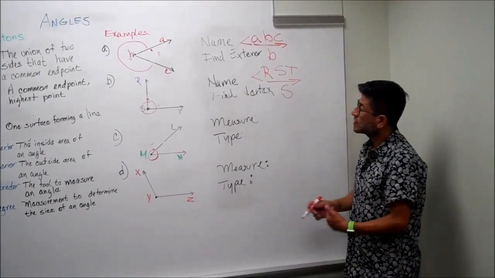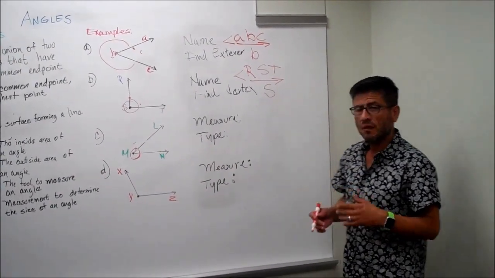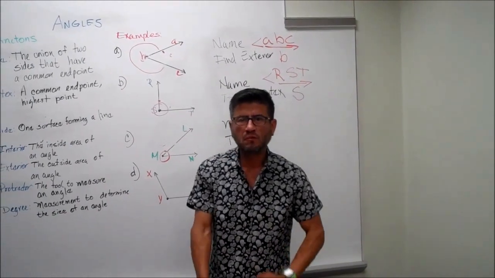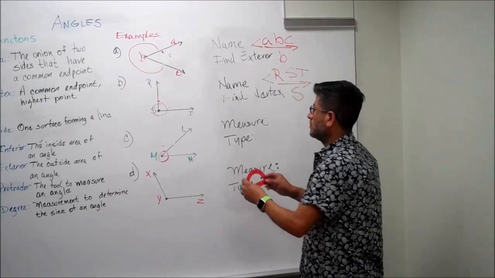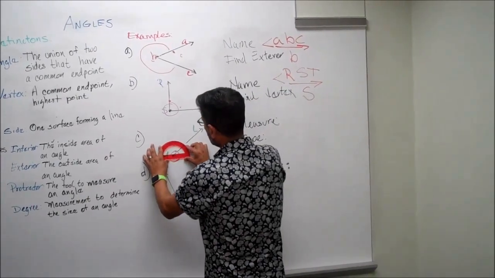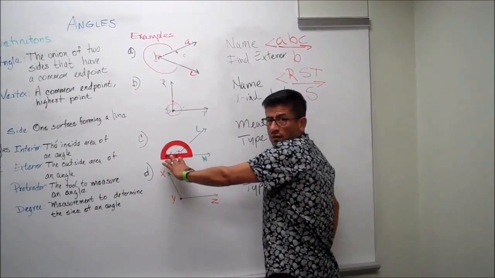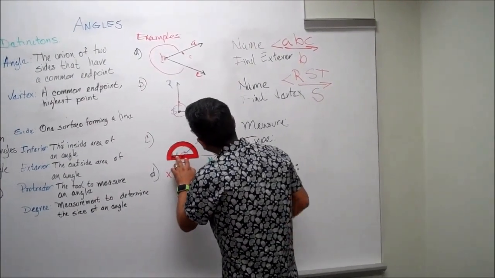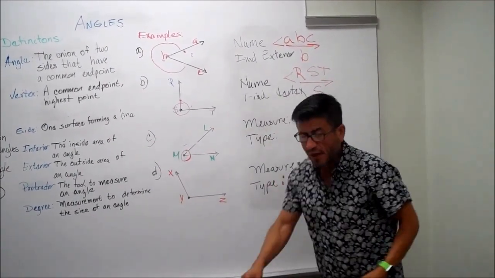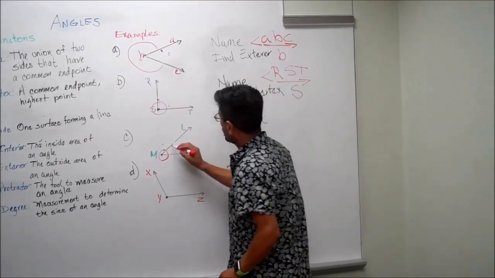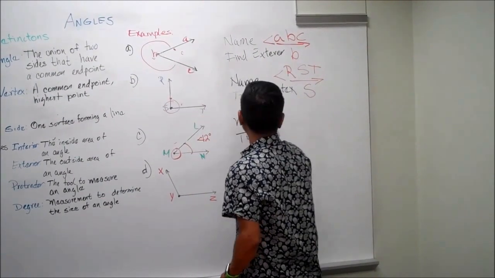Now, let's go to the next one. On the next one, it's asking us to measure. What do we use to measure an angle? We use a little tool right here. It's called the protractor. You set it up this way, put it on the vertex, set it up nicely, look at the angle, and it seems we have a 42-degree angle. So you mark it this way, and it's a 42-degree angle.